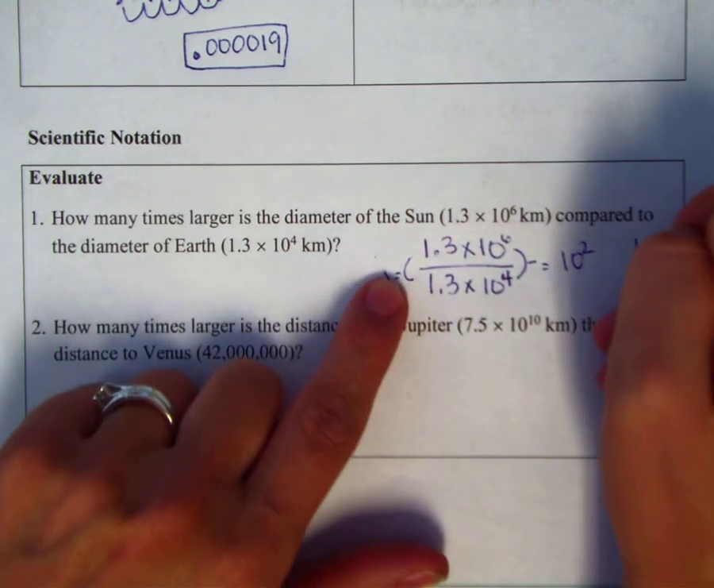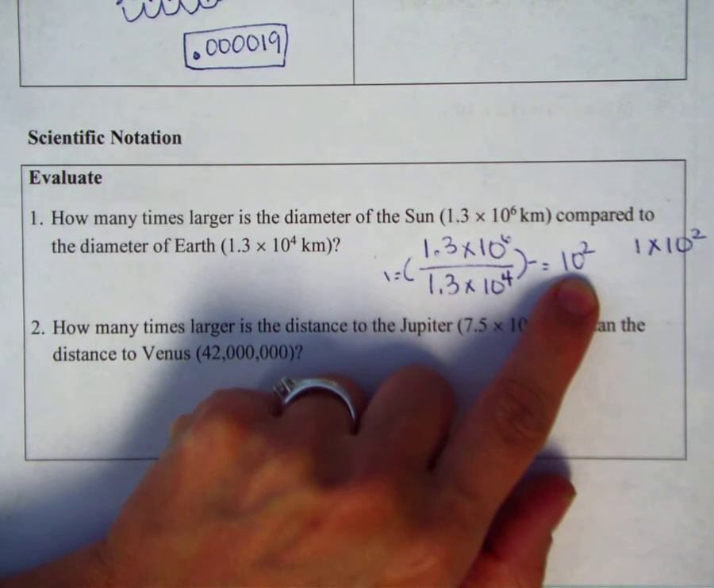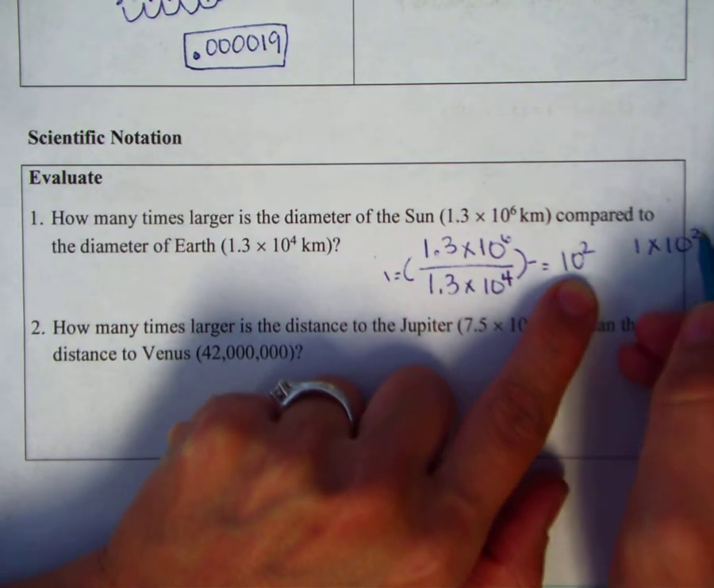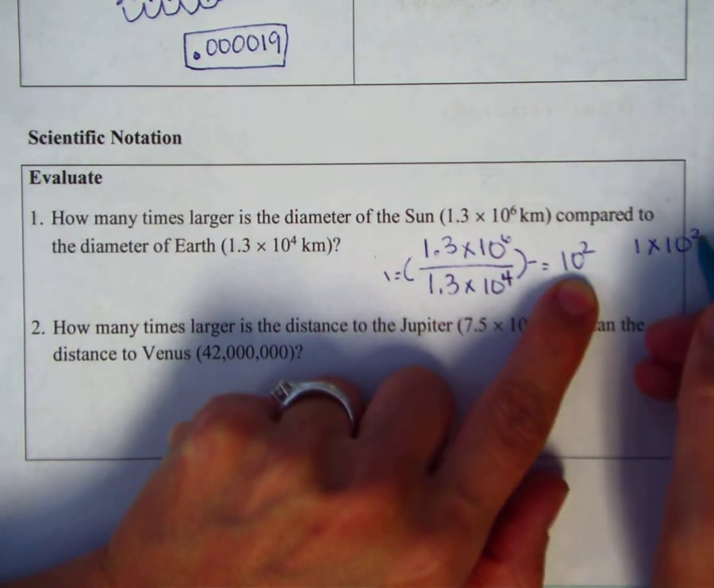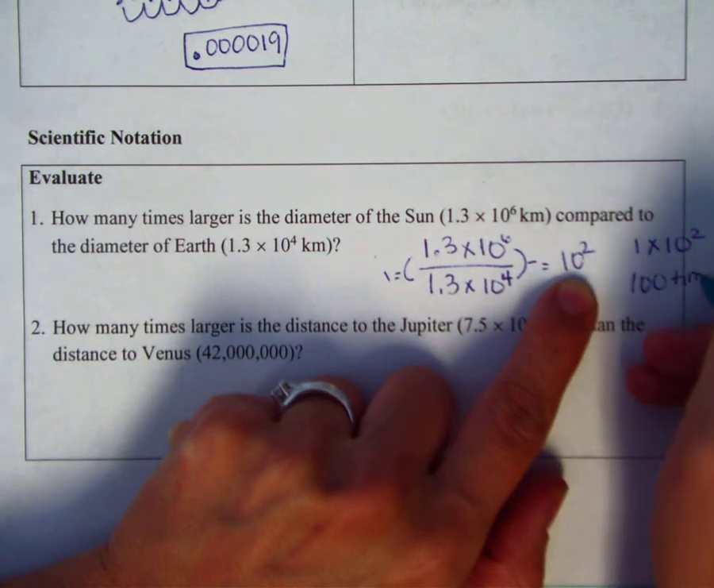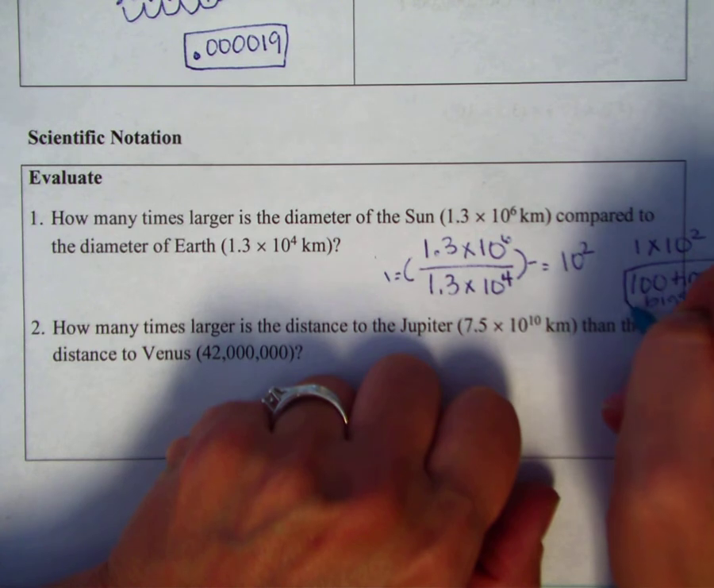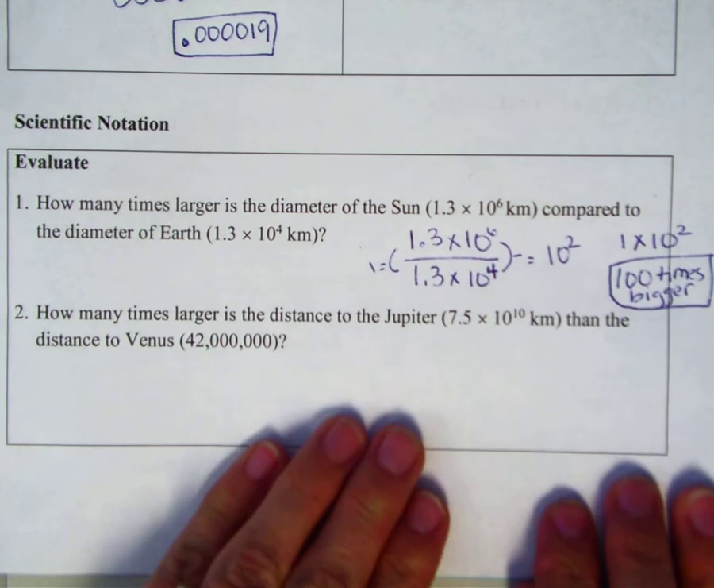It's just 1 times 10 to the 2nd power, which we can write, in other words, we can say, oh, well, 10 to the 2nd just is 10 times 10, which is 100, times 1 would just be 100 times bigger. So the sun is 100 times bigger than the earth in diameter. All right?